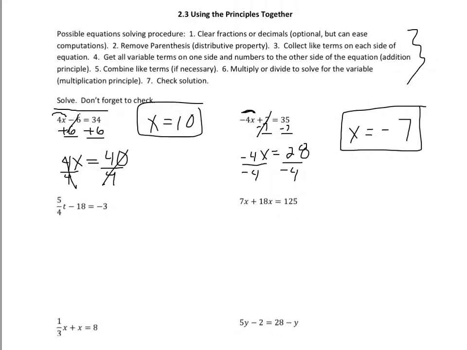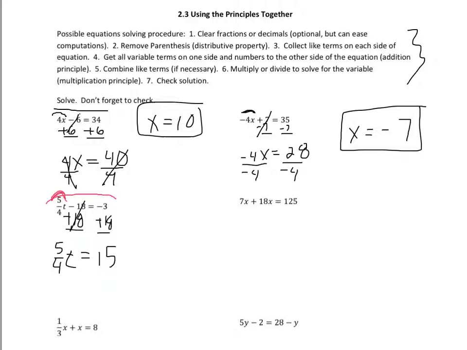Okay. So the next one here, once again, if we're trying to solve this thing for t, first we need to isolate our 5/4 t. So in order to do that, we need to get rid of our negative 18, so we add 18 to both sides. Okay, so here, 18 minus 18 is 0, so we have 5/4 t equals negative 3 plus 18, which is going to give us 15.